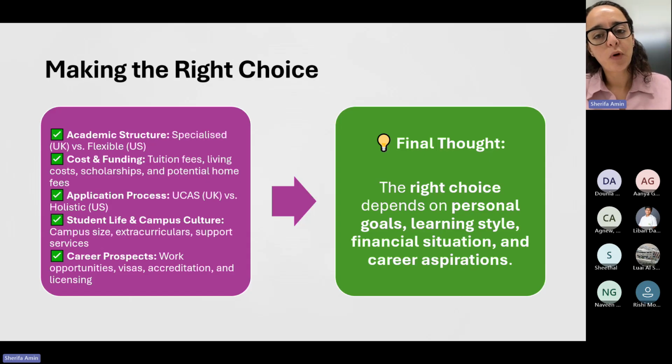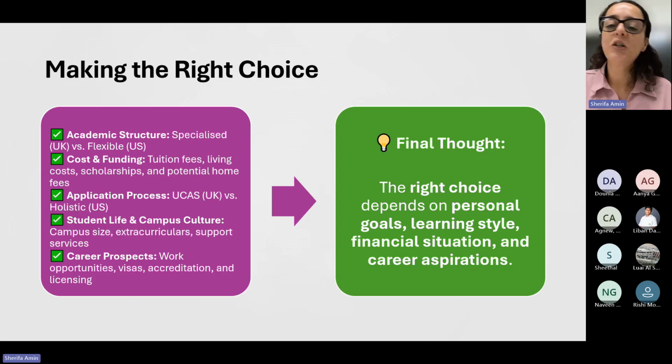Finances play a huge part. Things to think about are tuition, living costs, funding options; passport does play a role. Career goals for sure: does the degree align with licensing requirements, and is this student planning to come back, move on somewhere else, or where would they like to live after that?